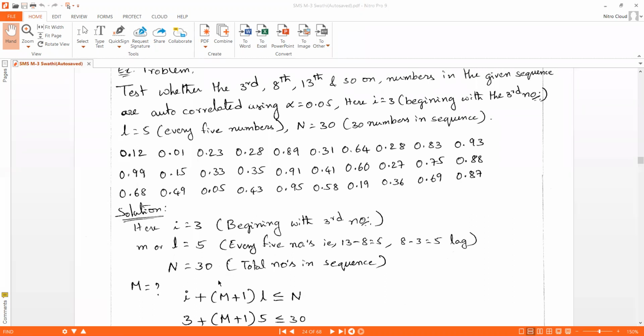Capital N value they gave is 30. That means the total numbers in the sequence is represented by capital N. How many numbers do we have? 1, 2, 3, 4, 5, 6, 7, 8, 9, 10. 10 into 3, 30 numbers. So capital N value is 30, I value is 3, small m or L value is 5, and capital N value is 30, as given in the problem.